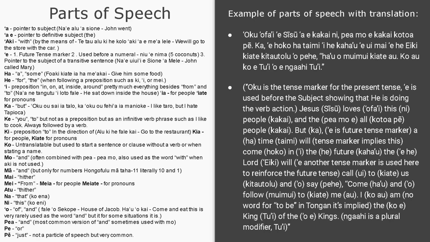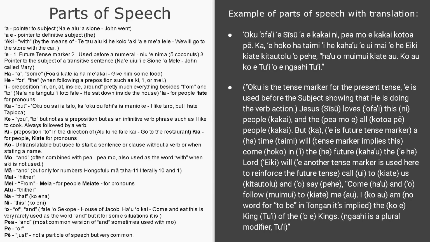O means of and. So we have Fale o Sekope, which is the house of Jacob. And then we have Hā'o 'o kai, which means come and eat. And so the best way to think about when O would be and is if you're giving a command, two commands at once, basically. So you'll see it a lot, like in the scriptures, Jesus will say, Ha'o 'o muimui mai, which is come and follow me. So that's the most common times I see O as an and word. There are a few other times as well, but it's not super common.